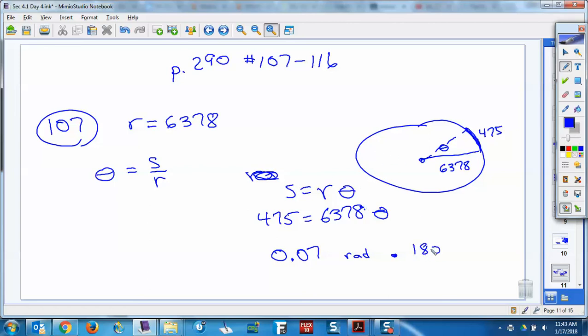Times by 180 over pi, right? So take that number that you have in your calculator, keep all those decimals, times 180 divided by pi button. What do you get? Change that to DMS, because latitudes are a lot of times given in degrees, minutes, seconds.